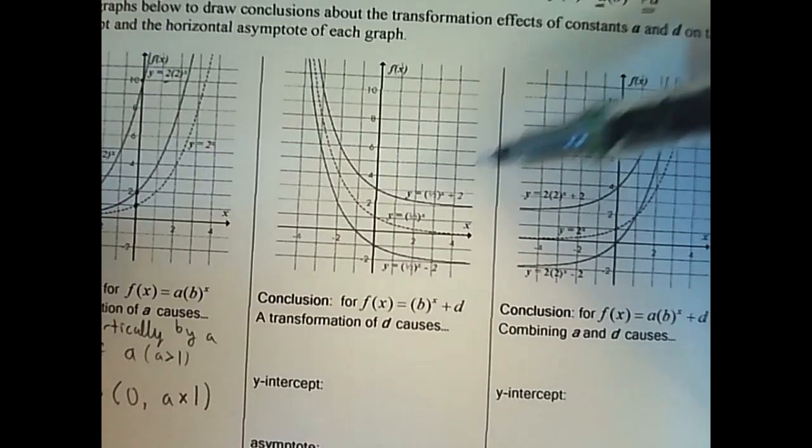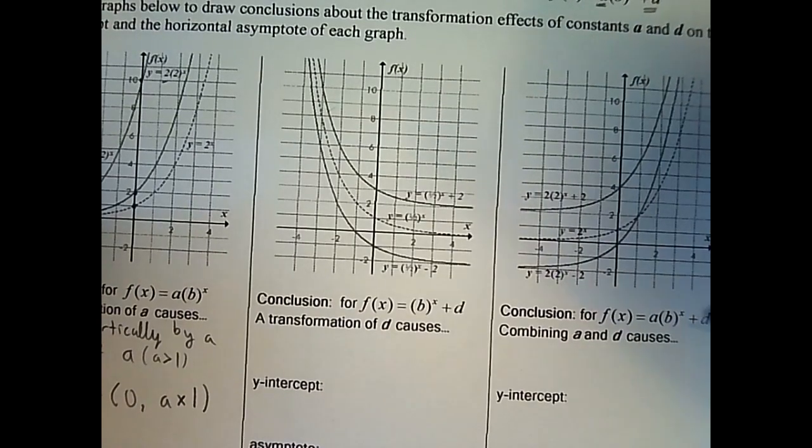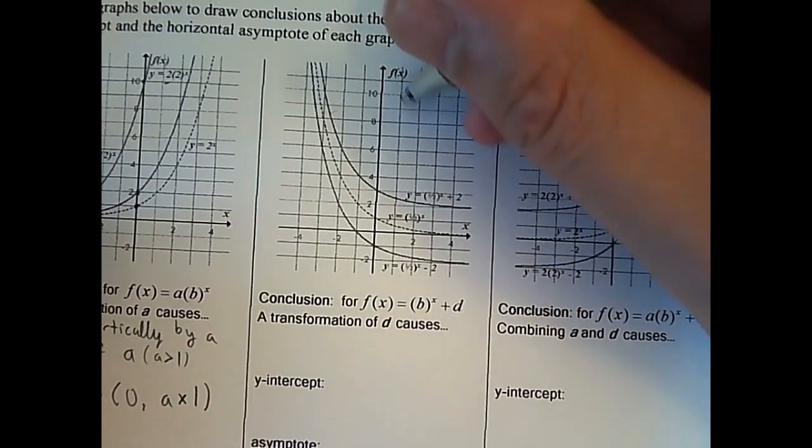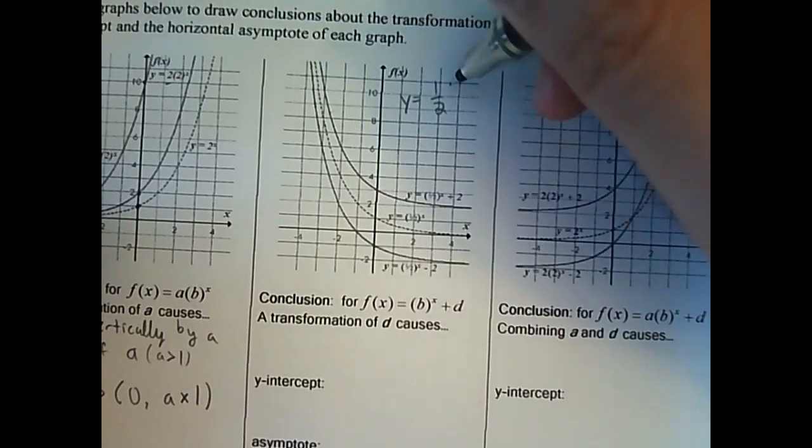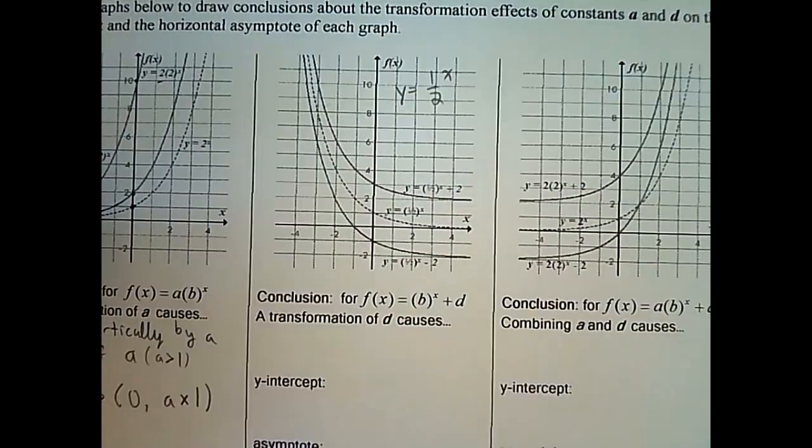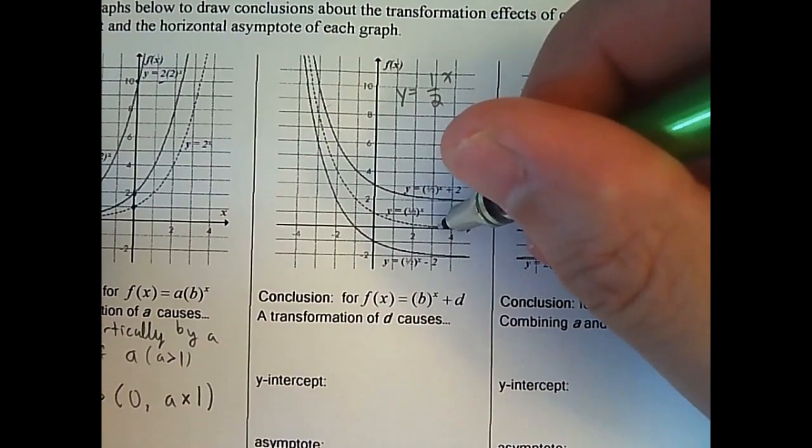So here again we have our parent graph, which is y equals half to the power of x. We don't really see that here. Oh, sorry, we see that down here with the dotted line.